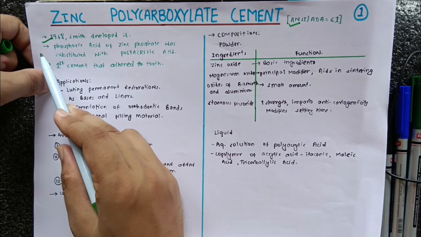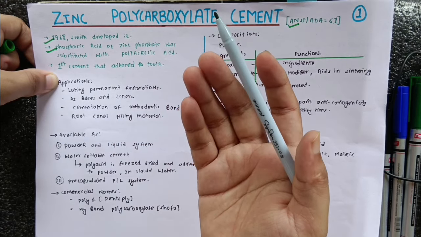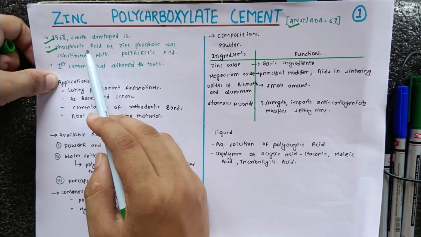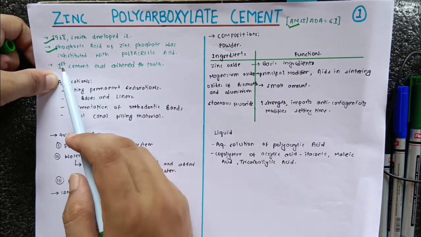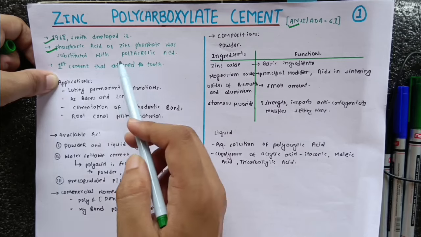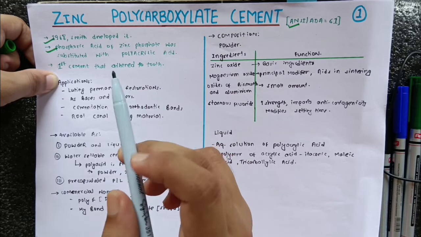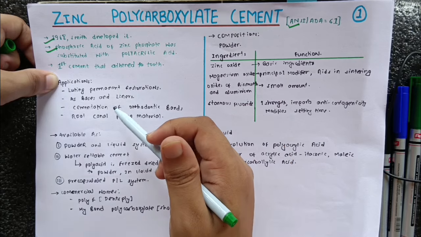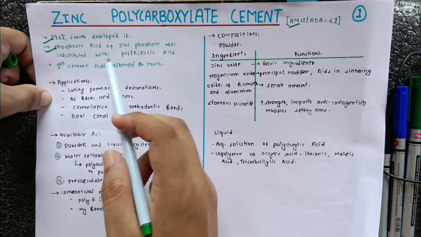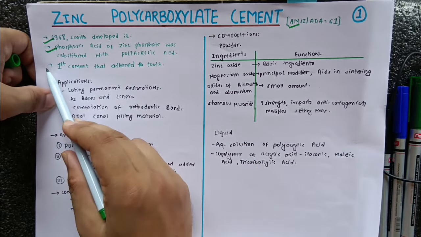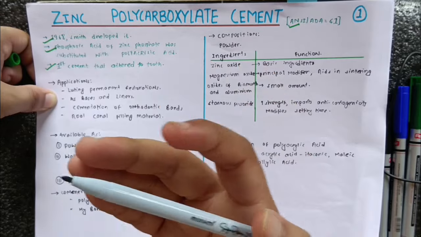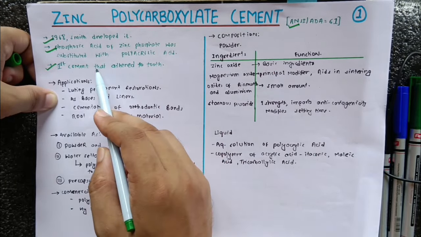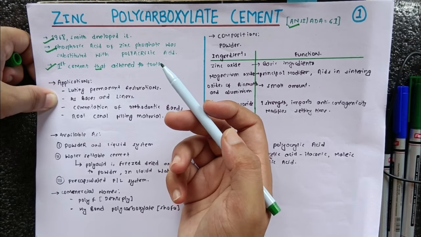with polyacrylic acid. So the invention of zinc polycarboxylate cement happened like this: at that time, the phosphoric acid present in zinc phosphate was replaced by polyacrylic acid, which formed zinc polycarboxylate cement. You should remember this. It was the first cement invented that adhered to the tooth structure.